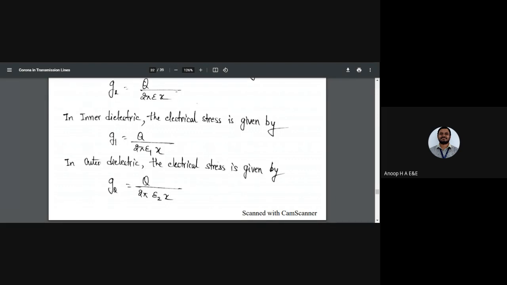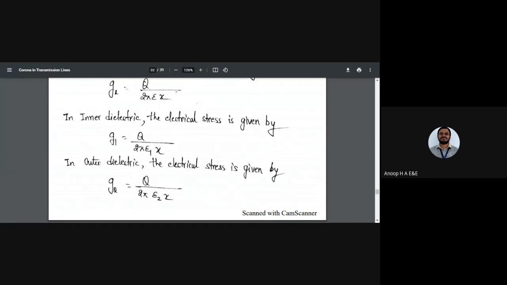Guru Kiran, what will be the dielectric? Rakshita BA, Ambika, what will be the dielectric of the inner one, along with the conductor and the first one? G1 will be equal to Q divided by 2 pi epsilon 1 x. Yes, so epsilon 1 is the permittivity 1.